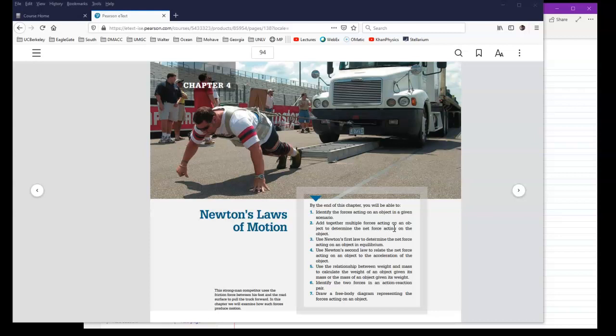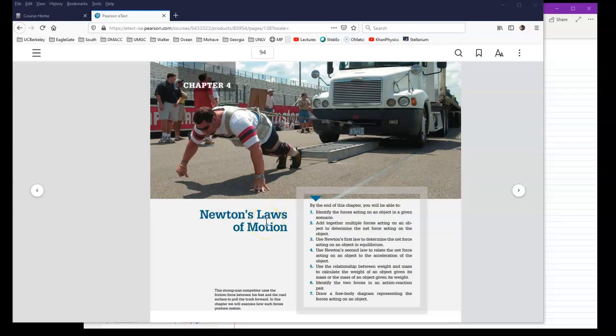In this chapter, we will be covering the first chapter of a series of 3 chapters on Newton's laws. The first one is called Newton's Laws of Motion, which are basically the 3 laws. And then in the following chapter, Chapter 5, we will be covering applications of that. So basically, we'll be studying the theory of the laws here, and then we will be applying those laws to real-life application in Chapter 5.